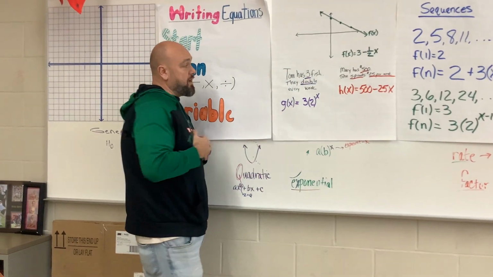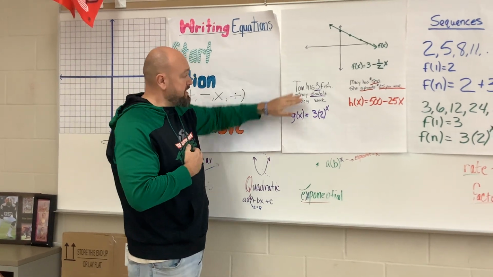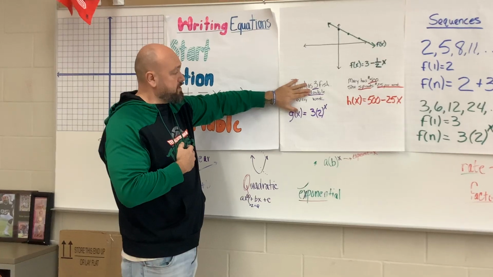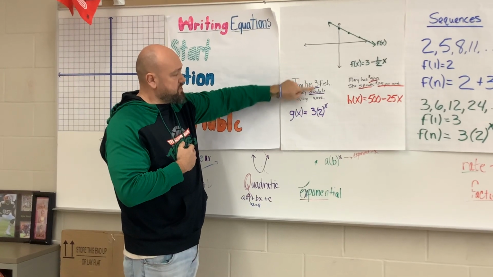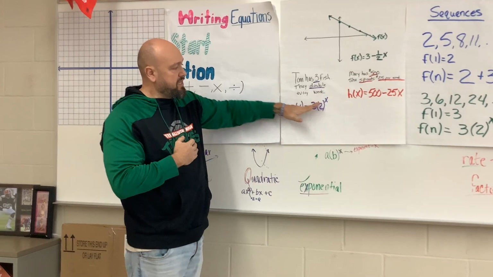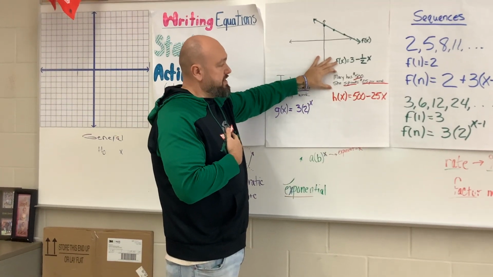Then we have some word problems. For the word problems, we have to look for the key words. In this case, we look and see the word double. Double tells us that's exponential, so we know that we're going to be multiplying. We see that it starts at 3, double is times 2, and because it's exponential, the x has to be an exponent.